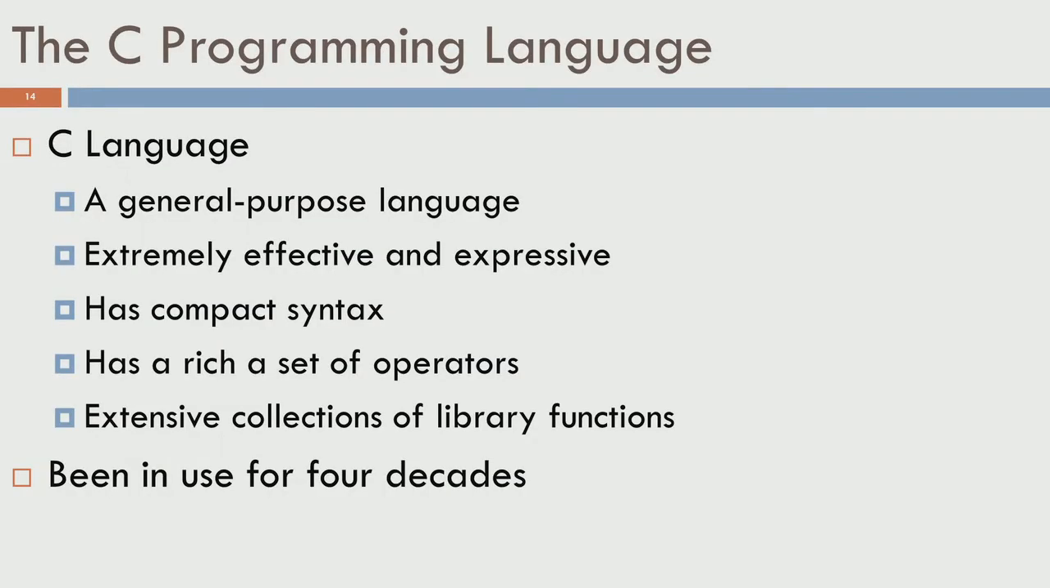C is a general purpose language, it is not for any specialized purpose, unlike a language like HTML and so on. It is extremely effective and expressive. You will see this in a short while. It has a fairly compact syntax, the language is not too big. It has a rich set of operators, pretty much every arithmetic logic operation that you think about is already available as an operator, and C also has an extensive collection of libraries. So, you do not have to really write every single thing down. You can call library functions whenever you need them, and that is one of the basic reasons why we pick C.